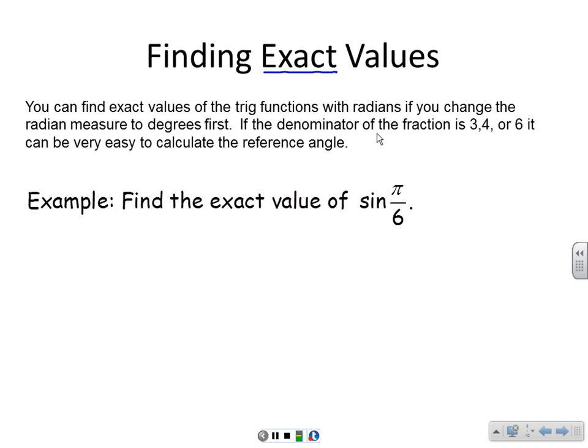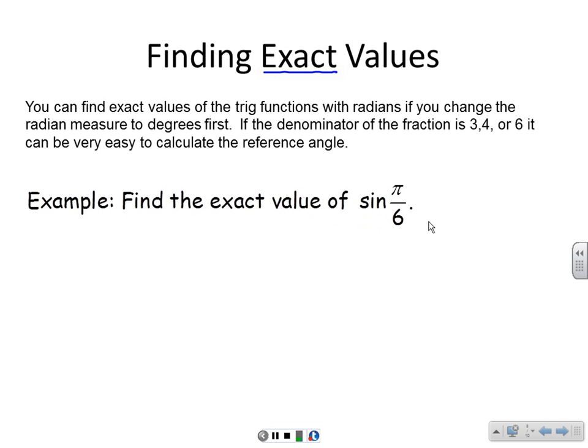If the denominator of the fraction is 3, 4, or 6, it can be very easy to calculate the reference angle. And the reason being is because with the 3 and the 6, we're dealing with a 30, 60, 90 triangle. And with the 4, we're using the 45, 45, 90 triangle. So let's look at this.